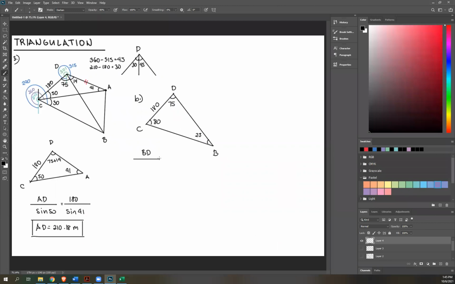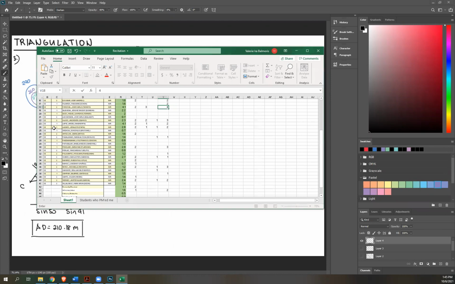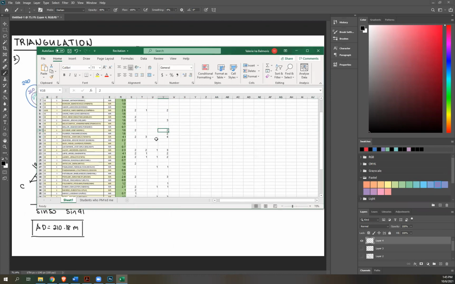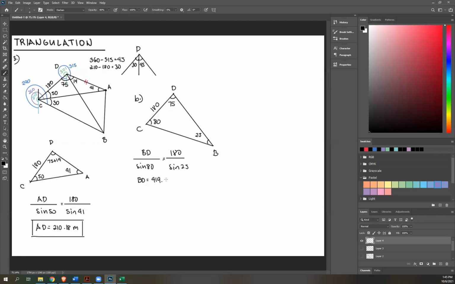And then using sine law, again, the goal is getting BD. So BD over opposite angle sine 80 equals given over opposite sine 25. Please solve what is BD. Correct, KB and RDL. Escobar, Lavi. 419.45 meters.